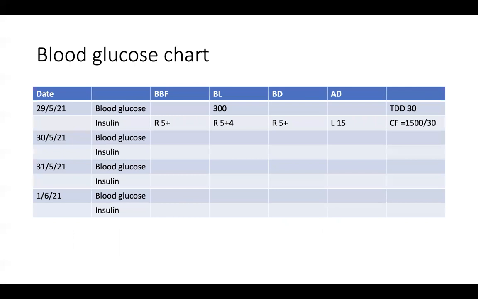So this is how it will look once you record this order. 5 units was already planned, and because it was 300, you gave plus another 4. So a total of 9 units went out here. And at the end of this table, we'll mention that the total daily dose is 30, that is 15 plus 5 plus 5 plus 5, that is 30. And the correction factor is 1500 by 30, that is 50.